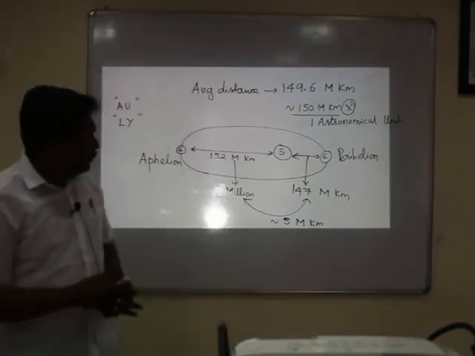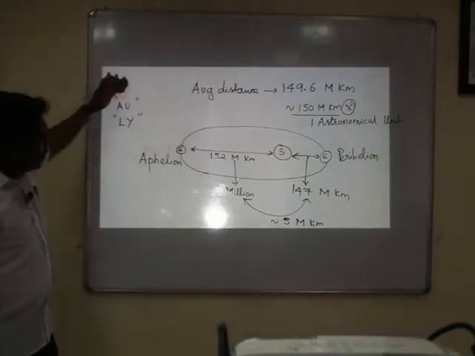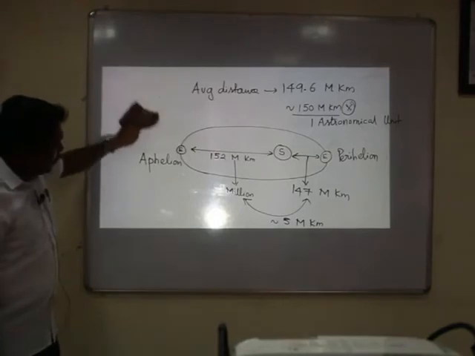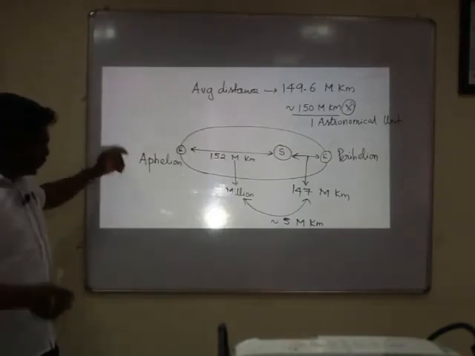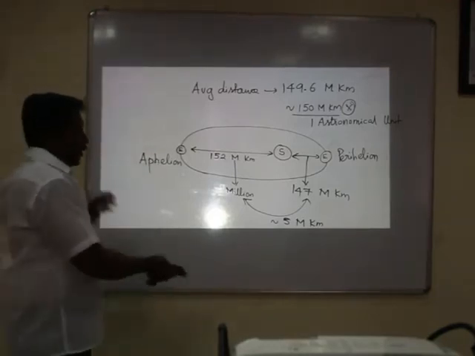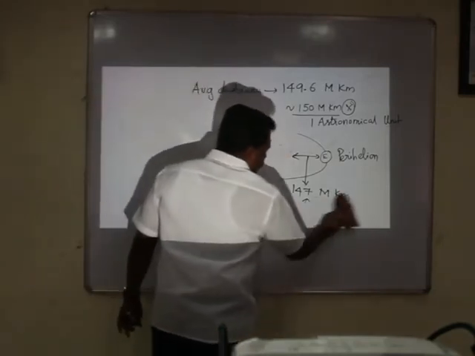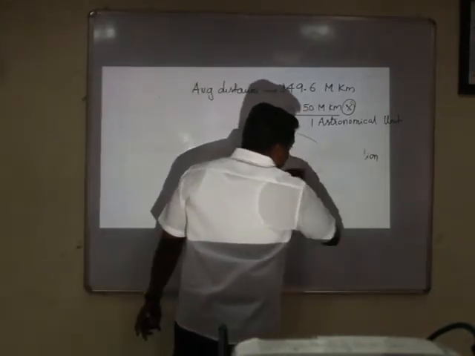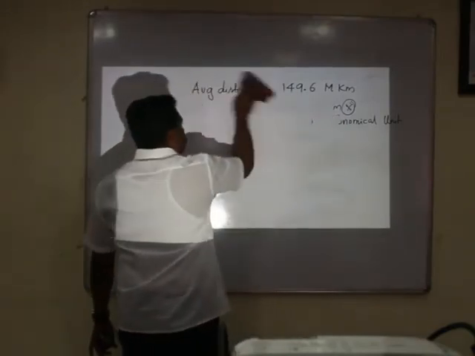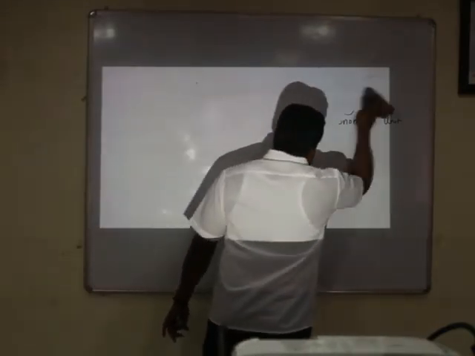So you know considerable facts, right? What is one astronomical unit? What is light year? What is aphelion? What is perihelion? What is the distance between them on a set day? Everything you have an idea about, right? What is the average distance? That also you know. Right, my friends?